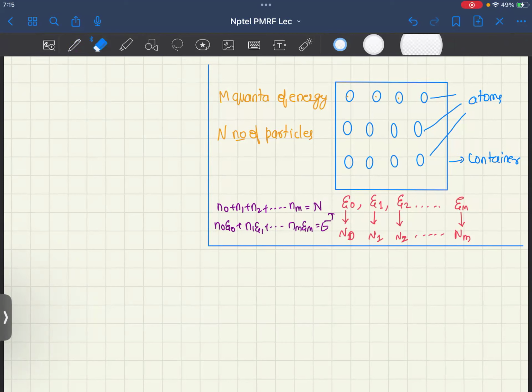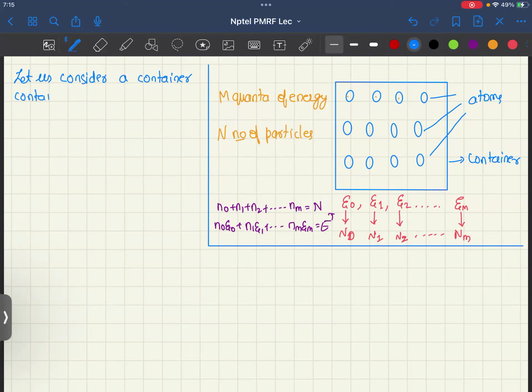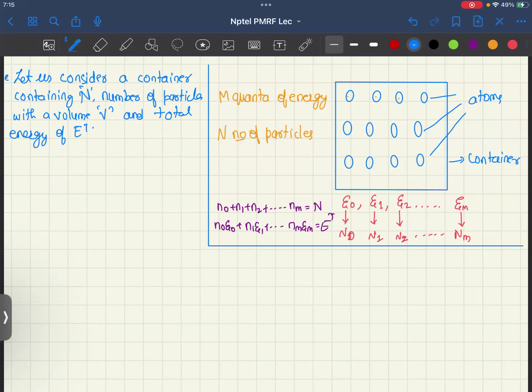Now let us consider a container containing N number of particles with a volume of V and total energy of Et. Okay.